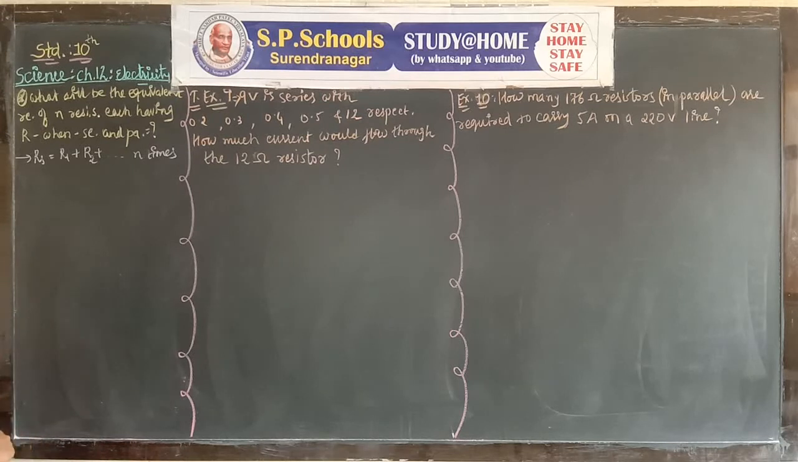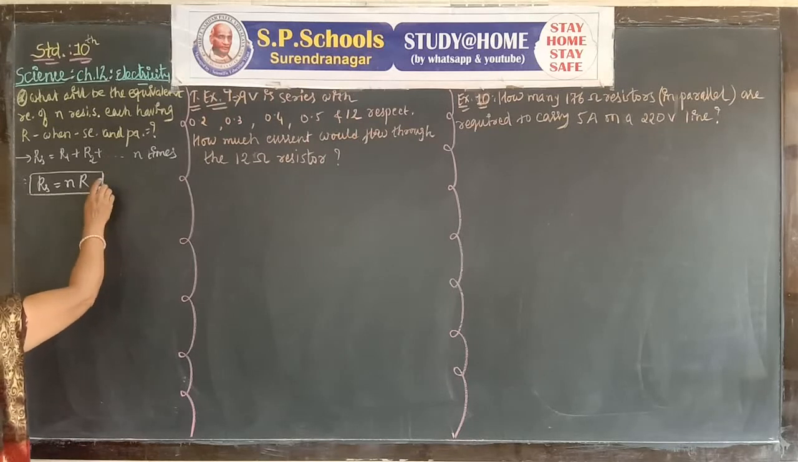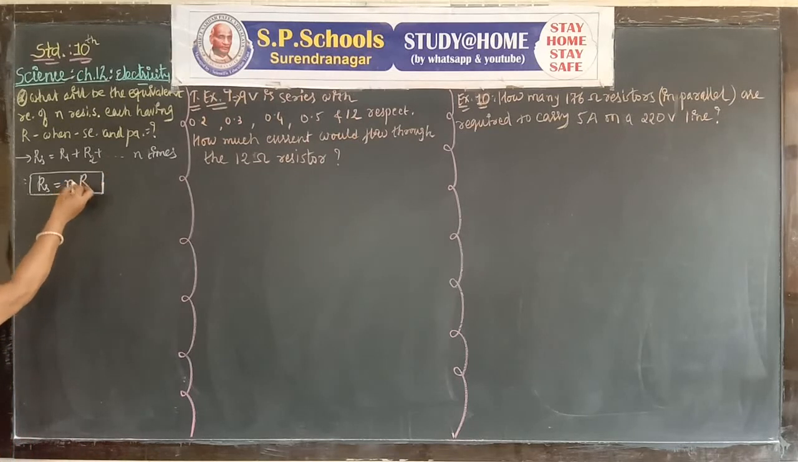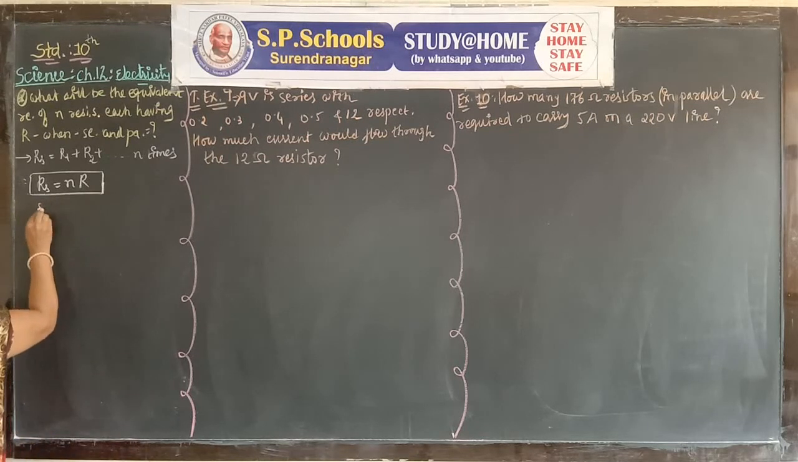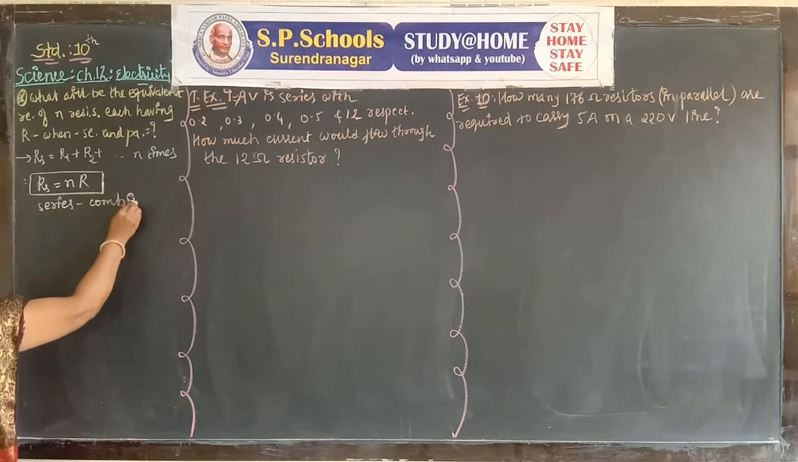So in series combination, Rs is equal to R1 plus R2 plus up to, suppose, n times. So in series combination, equivalent R is equal to n into R. This formula is important when we find the number of resistances in series combination.